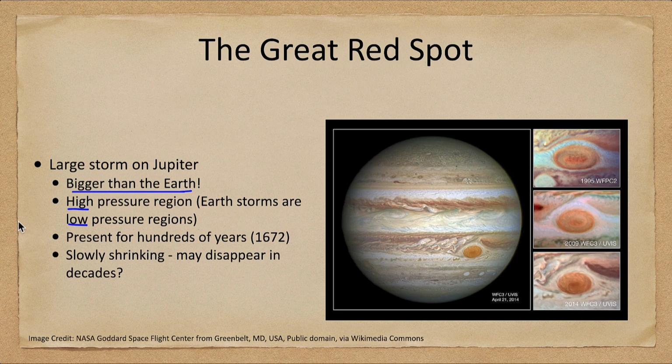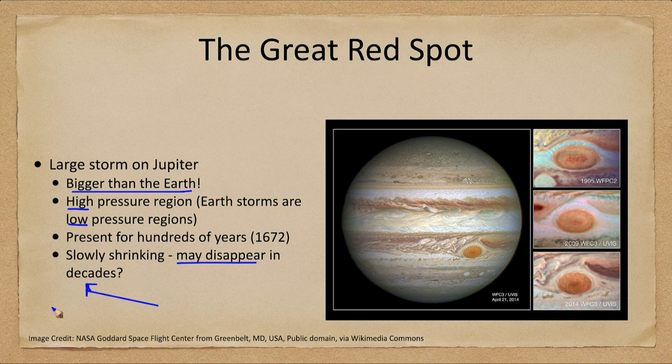So as we look at it, here we see some images taken from the Hubble Space Telescope from 1995 through 2014. And it definitely has shrunk a bit. But even going back a little earlier, we can see that it has probably gone down almost by a factor of 2 in size. If this rate continues, it could disappear in just decades. So in a few decades, the storm could be gone.